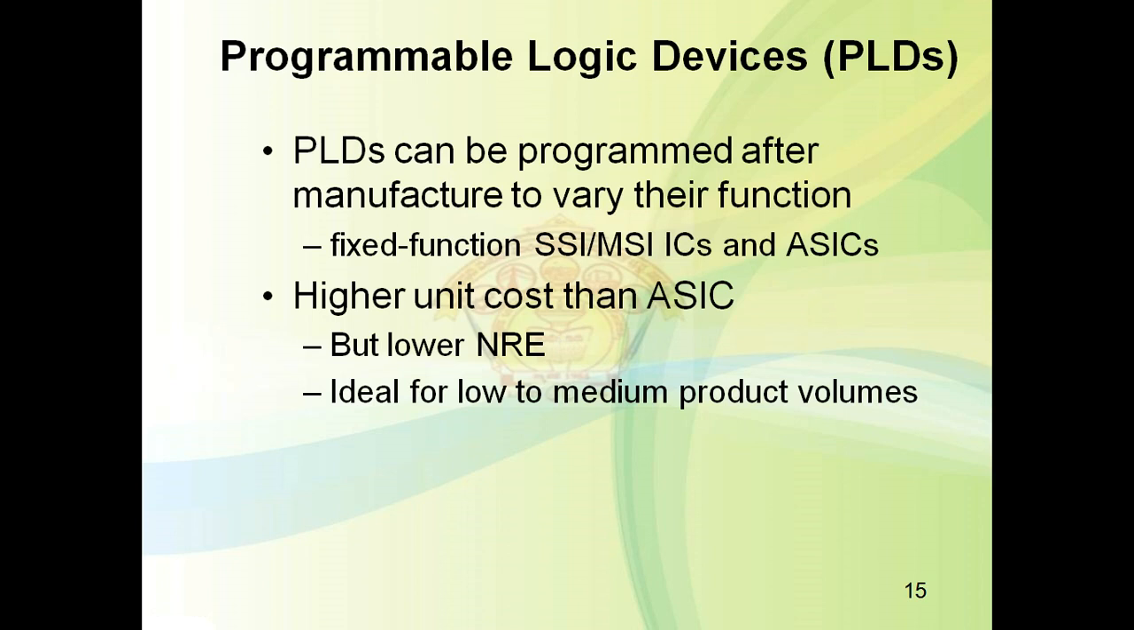Hence area will be more, and hence unit cost will be more, but it will have lower non-recurring engineering cost. NRE cost is less. So it will be used for low to medium product volumes. That is, ideally it will be suitable for low to medium product volumes.